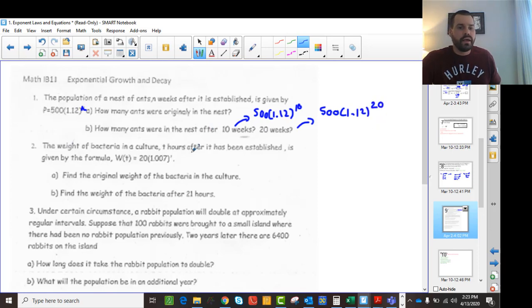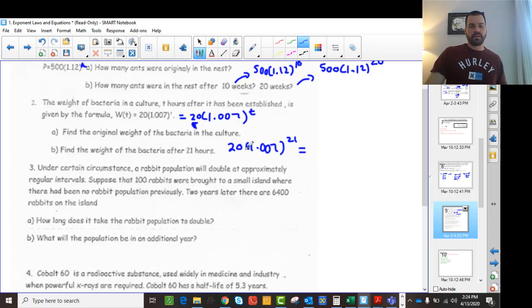Okay. Again, this one's given us a formula. It's hard to see, but it's 20 times 1.007 raised to the t. So it says, what's the original weight of the bacteria? The original weight is 20. Okay. And then it says find the weight of the bacteria after 21 hours. So you would go 20 times 1.007 to the 21st power. And I'll leave you to do that on your calculator. Okay. Then the next question is talking about rabbits.